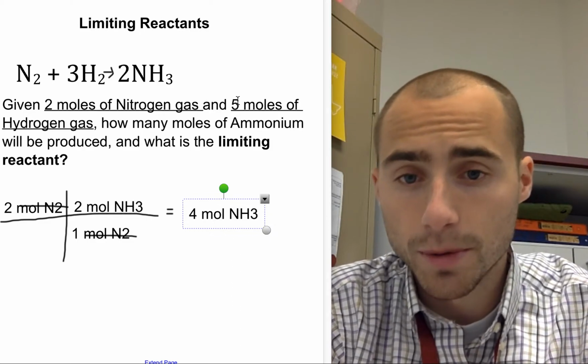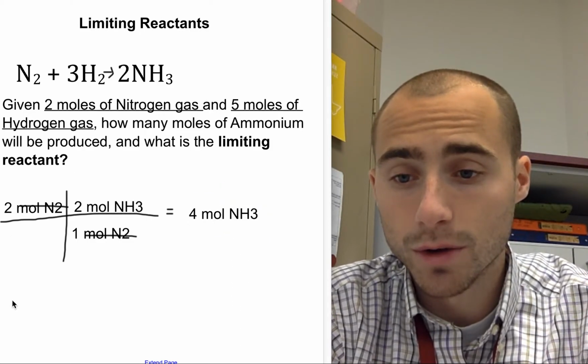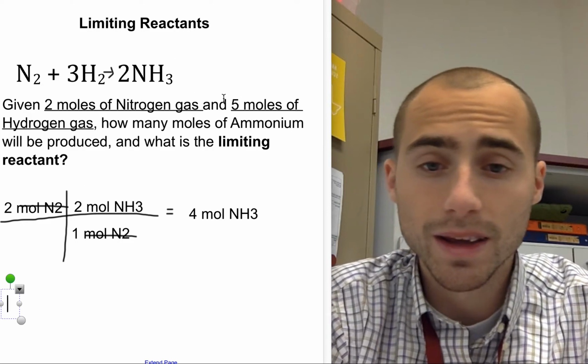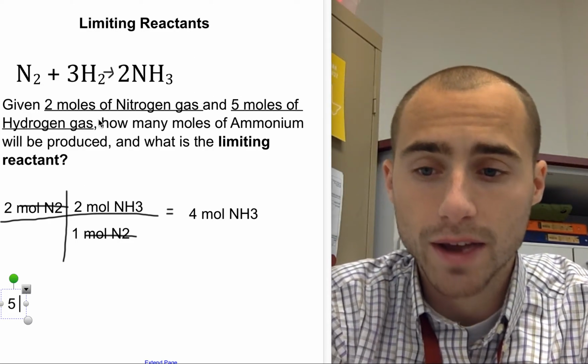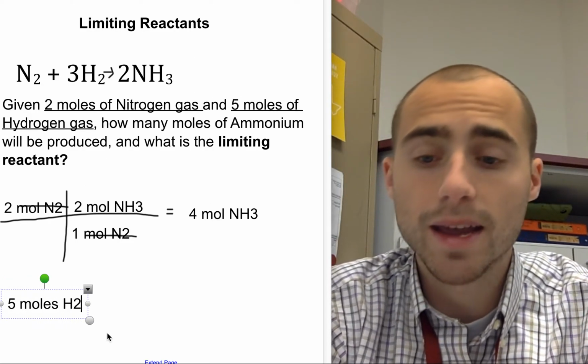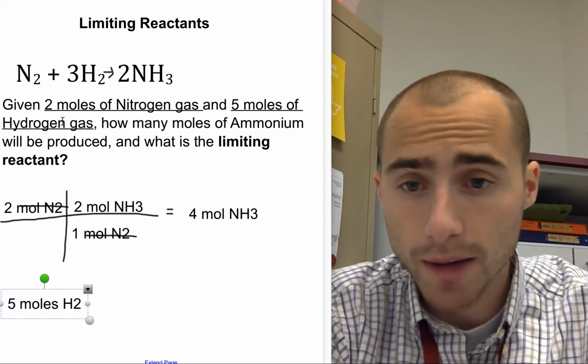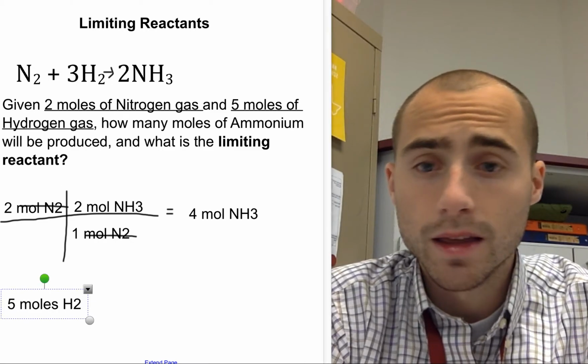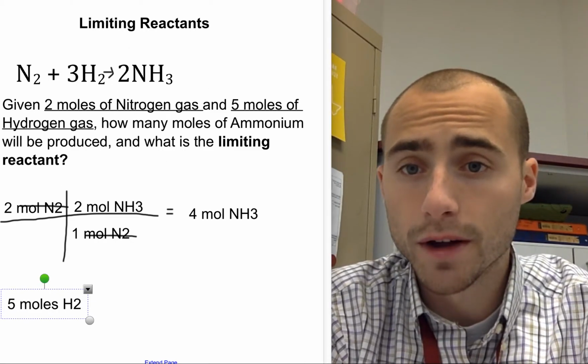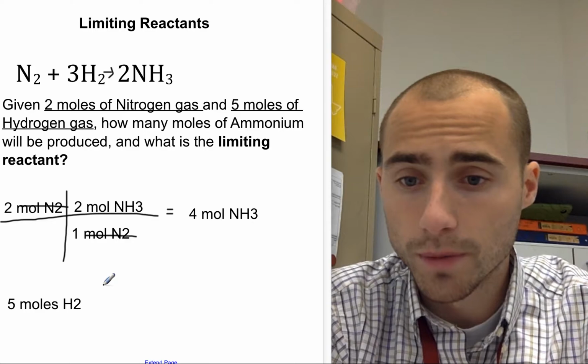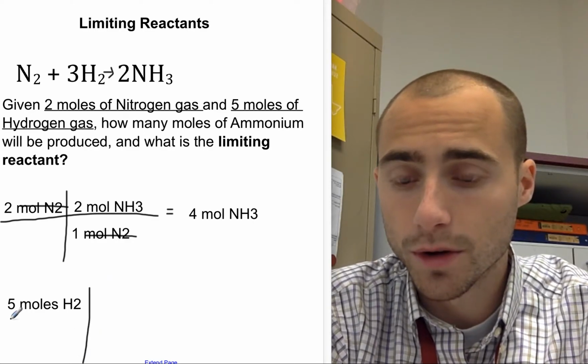So let's look at our problem. We have to start off with our given. You always start off with your given. We've been given 5 moles of hydrogen gas, so 5 moles of H2. Getting that from the problem. The first thing you always write down, you get from the problem itself. The second thing you get from the actual balanced equation, and that's your mole ratio.